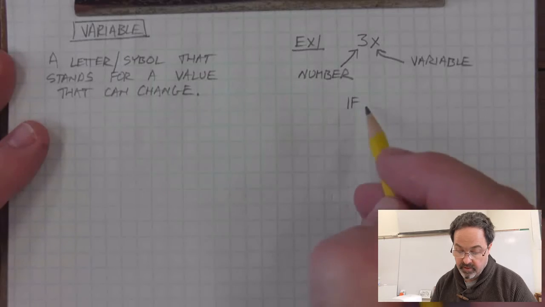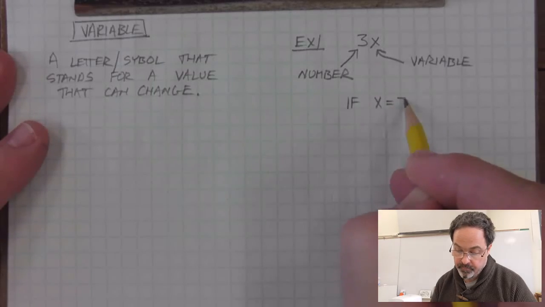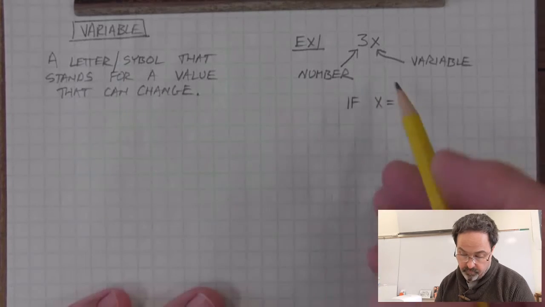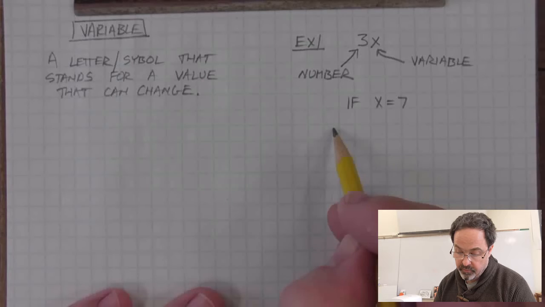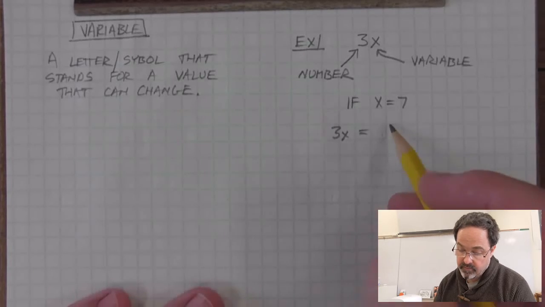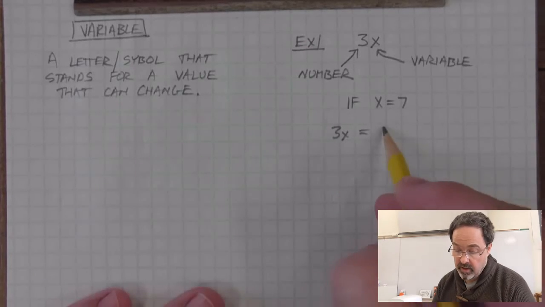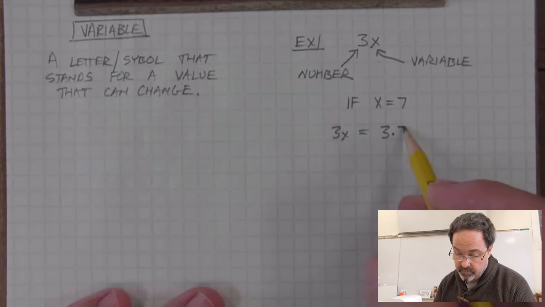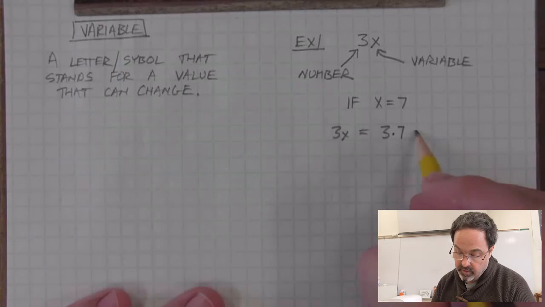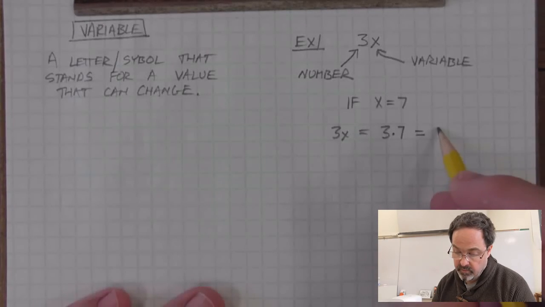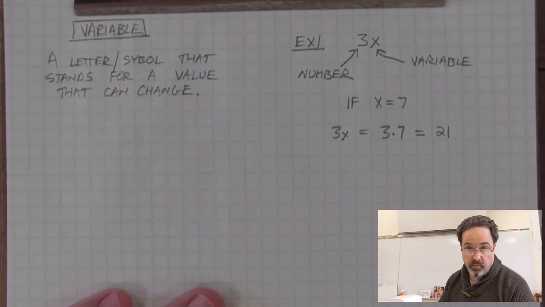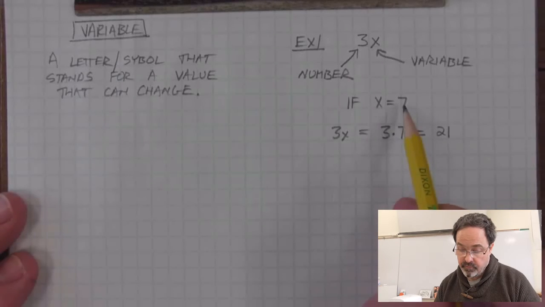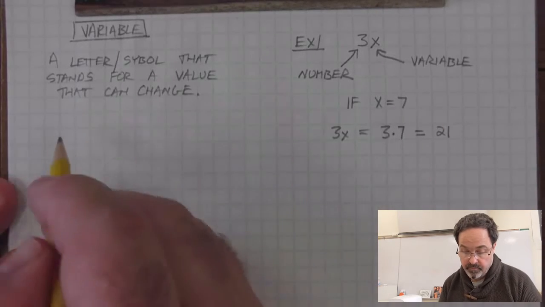If we assign a value to that variable, then we can substitute the value in for the variable, which means that we would then write the expression 3x, which means 3 times x, as 3 times this value that I'm using for x. And we could then simplify because 3 times 7 evaluates to be 21. This is an example of assigning a value to a variable and then substituting.